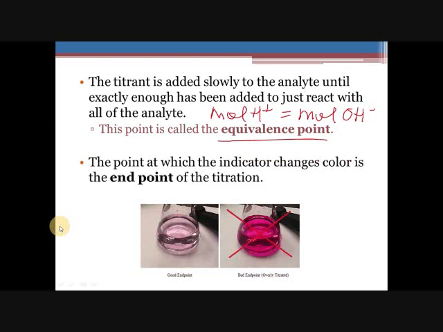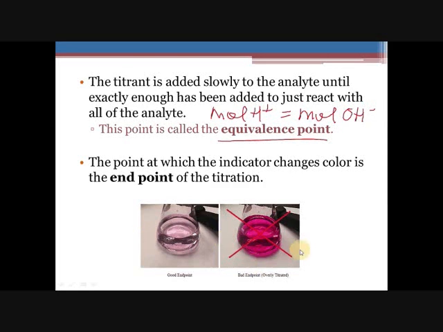The endpoint is when the indicator changes color. So we talked about indicators briefly before, but indicators change colors when they reach different pHs and when they're detecting different amounts of H plus or OH minus in the solution. So when we're using phenolphthalein, we are going from clear and colorless to pink. And so this is showing how a good endpoint would be this light baby pink color where you can barely tell that it's pink versus the fuchsia, magenta, hot pink mess over here.